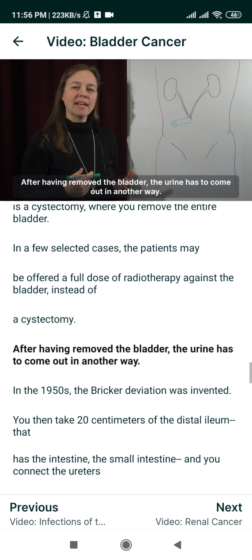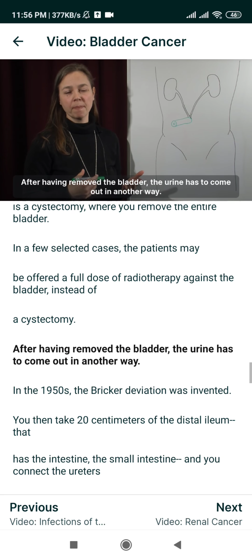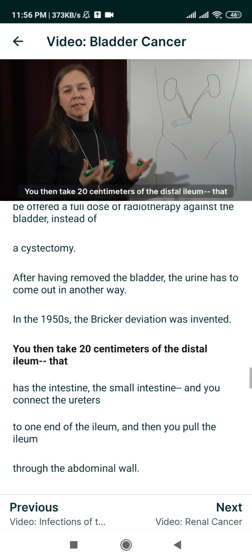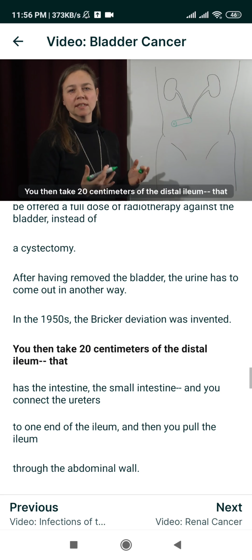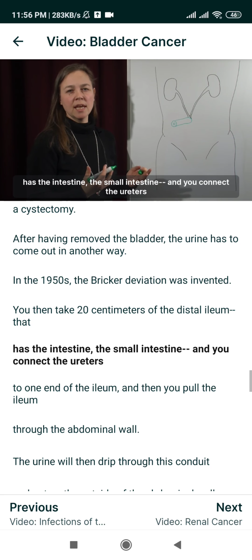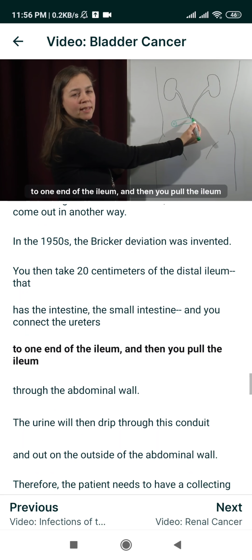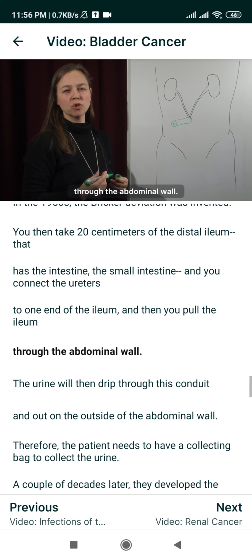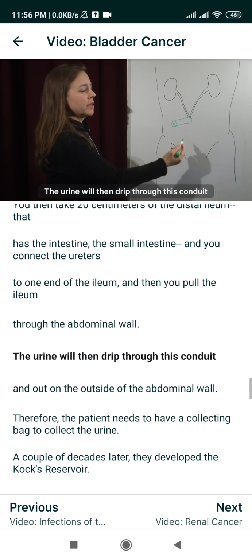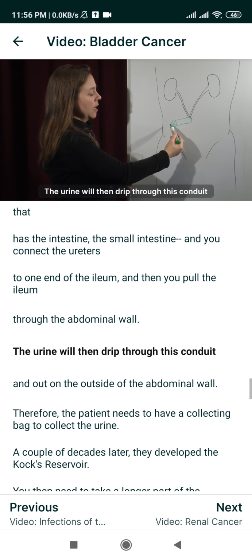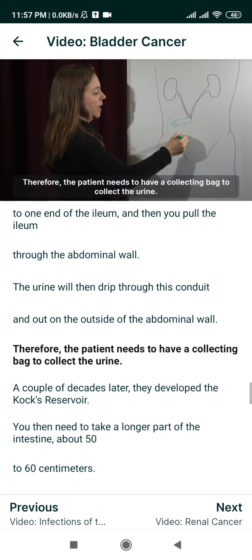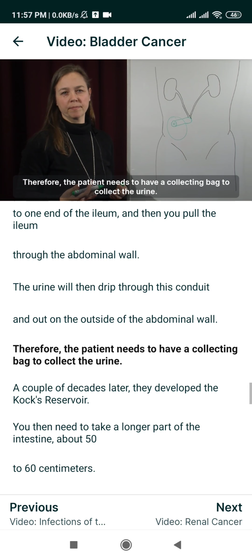After having removed the bladder, the urine has to come out in another way. In the 1950s, the Bricker deviation was invented. You then take 20 centimeters of the distal ileum, that is the small intestine, and you connect the ureters to one end of the ileum, and then you pull the ileum through the abdominal wall. The urine will then drip through this conduit and out on the outside of the abdominal wall. Therefore, the patient needs to have a collecting bag to collect the urine.